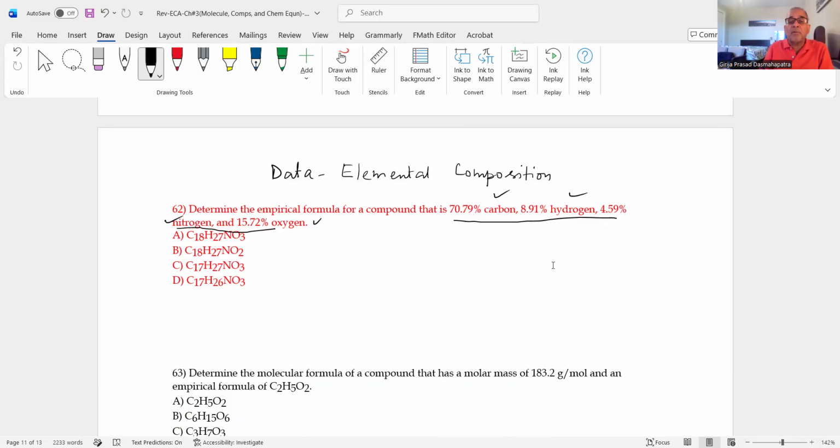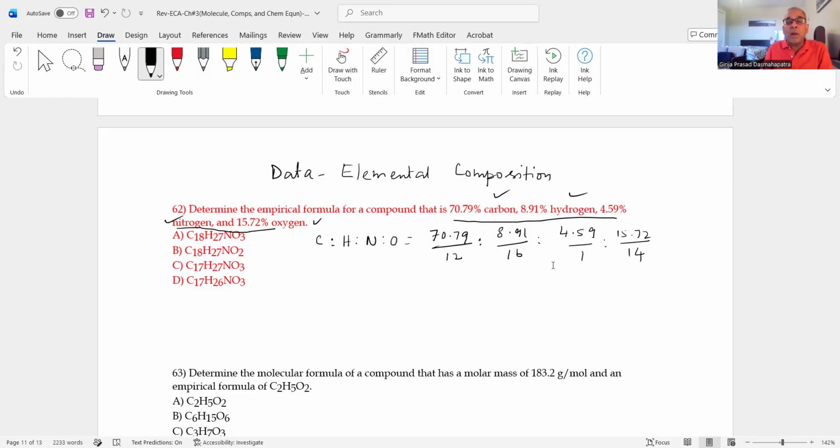So what you have to find out is the ratio of the atoms: the ratio of carbon, the ratio of hydrogen, then nitrogen, then oxygen. So you will take the individual numbers and divide by their atomic weight. Carbon is divided by 12. Oxygen is divided by approximately 16, that will be fine. Hydrogen, it is 1, and nitrogen, it is 14.